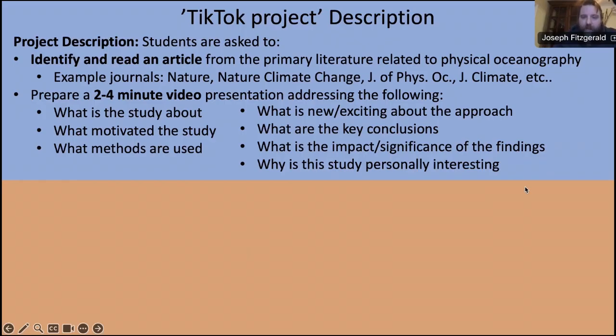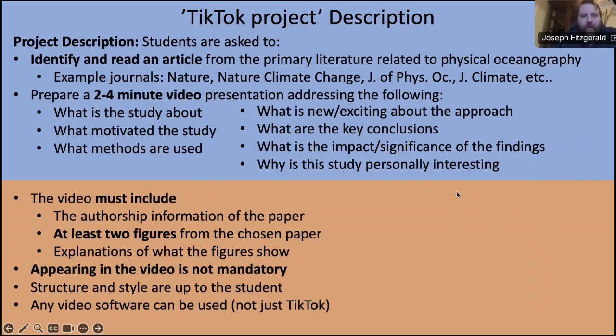Then the impact and significance. So what is the relationship between the results of that work and other things, like say the broad climate in general, or the health of ocean ecosystems, or any human impacts, for example. And then just as a brief one that they just touch on is: why did they pick this particular study? Why did they find it personally interesting? And many students say things like they're interested in climate change, or they're interested in the ocean ecosystem, or what have you.